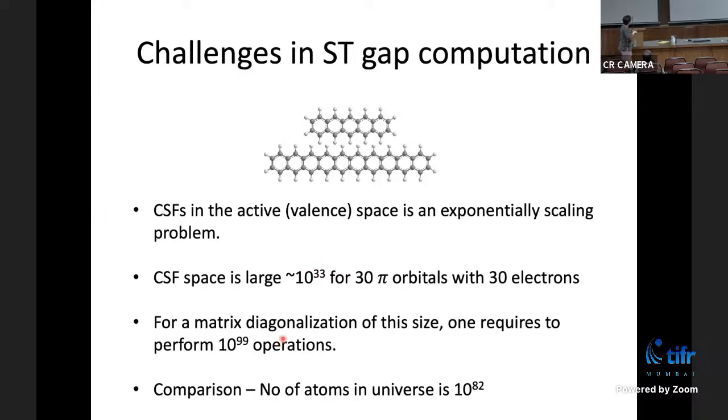If I were to do a brute force matrix diagonalization of that size, I would require 10 to the power 99 operations. Just to put it in perspective, the number of atoms in the universe is 10 to the power 82. So no matter how big a computer cluster I have, I will never manage to solve this problem in this brute force way.